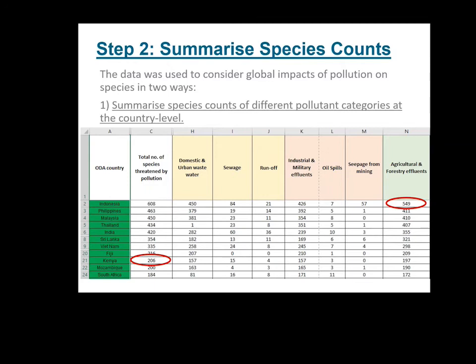The table shows that Kenya, for example, has 206 total number of species threatened by pollution. We can also see that the pollution category with the highest number of species threatened for Indonesia is agriculture and forestry runoff, with 549 species impacted.